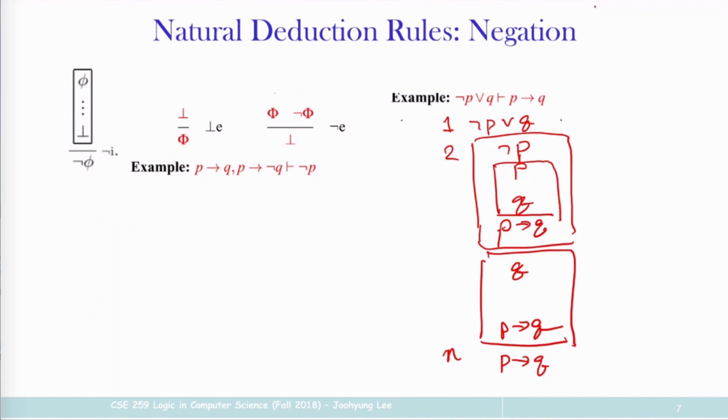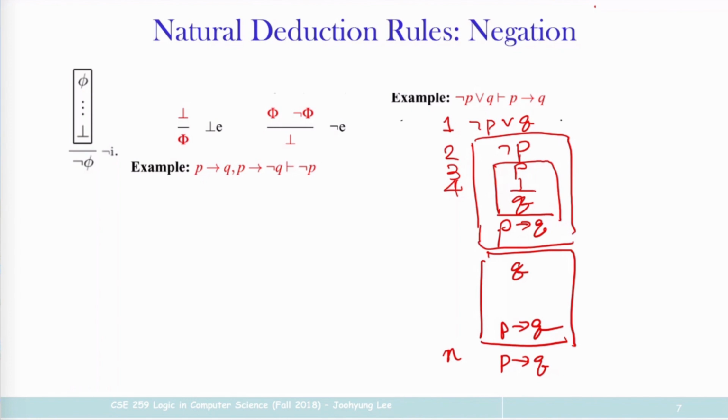How do we go from line 1 to 3 to Q? Look at what you have. You have not P or Q, you have not P, and you have P. What can you derive? You can use negation elimination. Yes, what can we derive here? The bottom. So I know not P is true from line 2. Line 3 says P is true, so I can derive bottom.